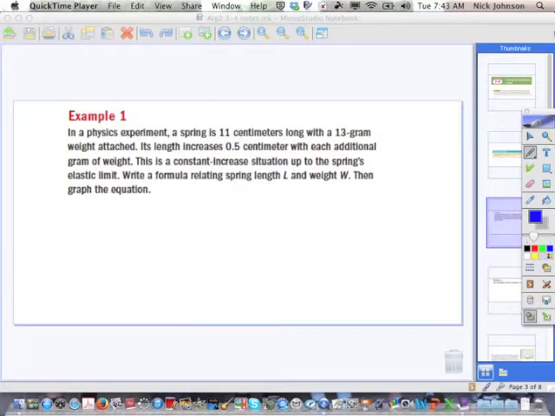Example 1 says, in a physics experiment, a spring is 11 centimeters long with a 13-gram weight attached. Its length increases 0.5 centimeters with each additional gram of weight. This is a constant increase situation up to the spring's elastic limit. Write a formula relating spring length L and weight W. Then graph the situation. Then graph the equation.